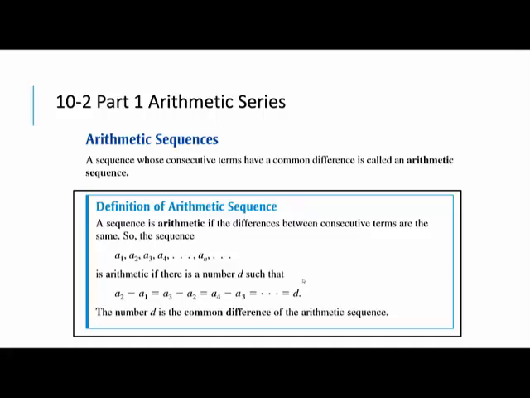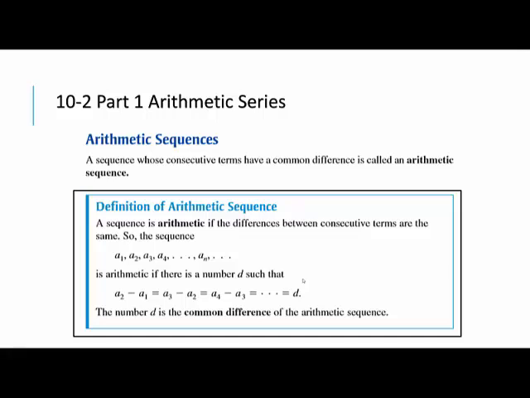A sequence is arithmetic if the differences between consecutive terms are the same. So the sequence a sub 1, a sub 2, a sub 3, a sub 4, and so on through a sub n is arithmetic if there is a number d such that a2 minus a1 equals a3 minus a2 equals a4 minus a3, and so on and so forth, that all that is equal to d. In other words, if the number subtracted by the number before it are all the same, then there is a common difference, and thus it is arithmetic.